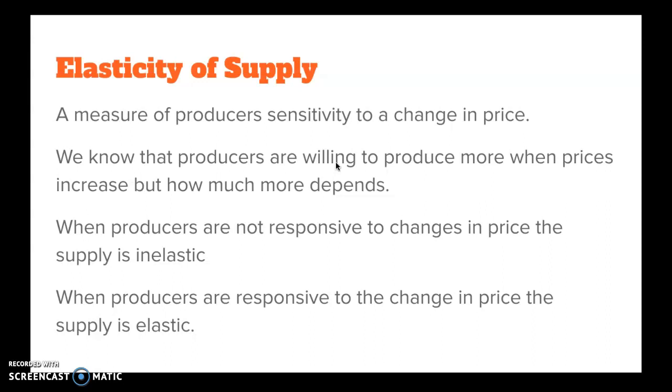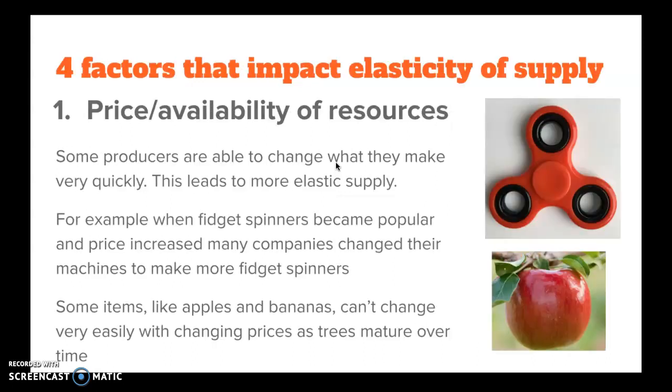So elasticity of supply measures producers' sensitivity to the change in price. We know that producers are willing to produce more when prices increase, but how much kind of depends. So when producers are not responsive to the change in price, the supply is inelastic, and when producers are responsive to the change, the supply is elastic. All right. So the four factors in this. So first, think price and availability of resources.